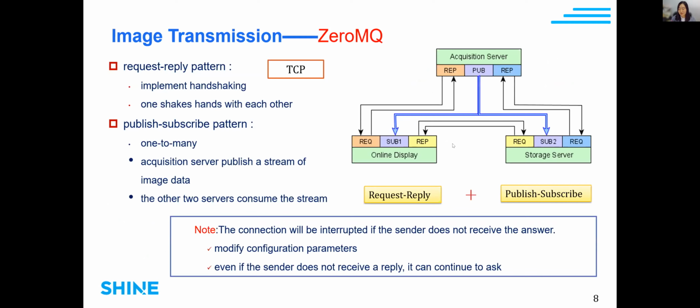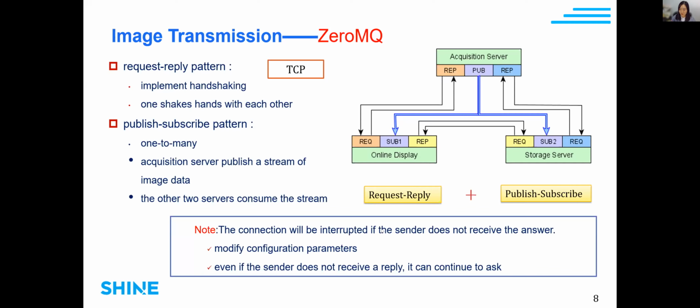Next part is the image transmission. We make use of DMQ for image communication. More specifically, as shown in this figure, we use request-reply and publish-subscribe patterns through TCP channels. The request-reply pattern implements the handshaking before the transfer of data. One server must shake hands with the other to ensure the transmission is synchronous. However, the request-reply pattern depends on the fixed send-to-receive and receive-to-send sequence. The connection will be interrupted if the sender does not receive any reply.